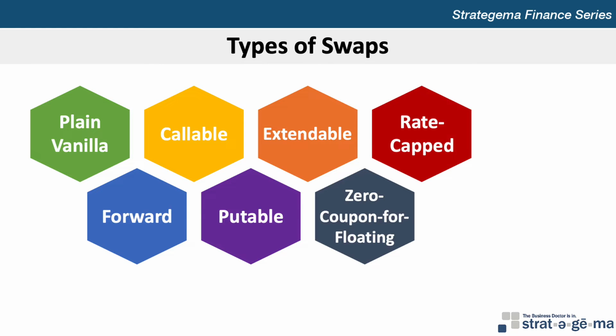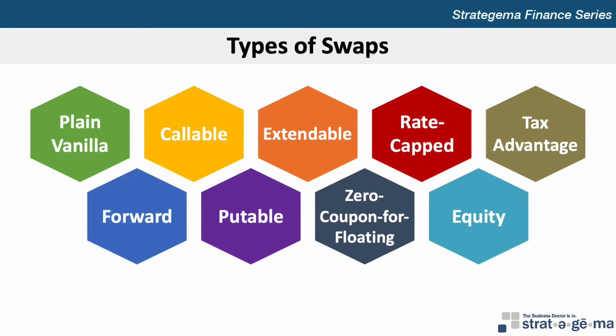A rate cap swap involves the exchange of fixed rate payments for floating rate payments that are capped. An equity swap involves the exchange of interest payments for payments that are linked to the degree of change in the stock market. Some types of swaps involve payments that are not dependent on interest rates. One example is a tax advantage swap, which firms implement for tax purposes.